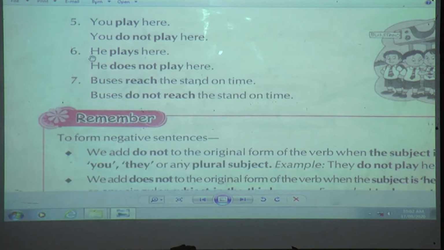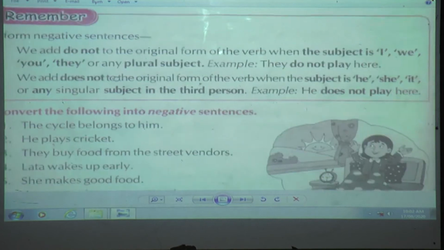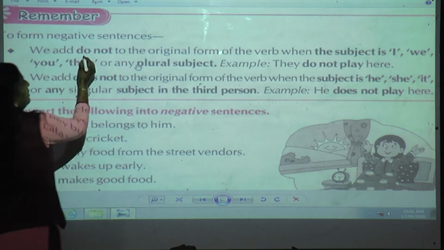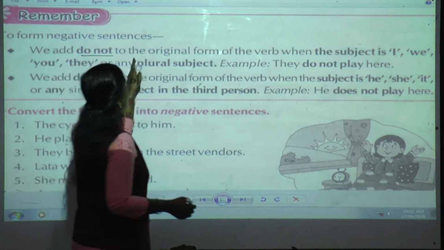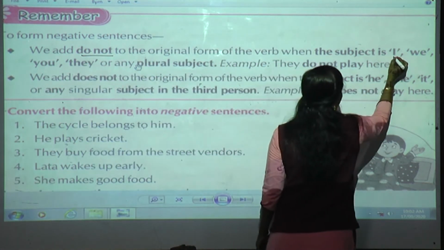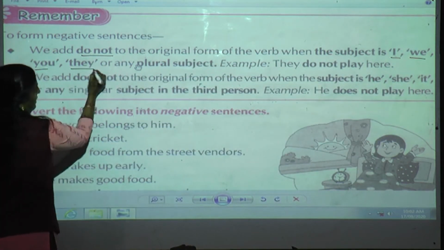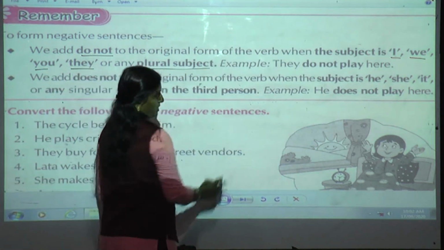Now 7th example. Buses reach the stand on time. So here the subject is what? Buses. It is a plural subject. So when a plural subject is there, that time we are going to use do not. Understood, students? So what is the thing we are going to keep in our mind? We add do not to what? To the original form of the verb when the subject is I, we, you, they, or any plural subject.